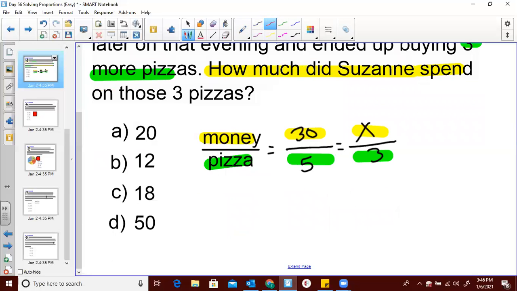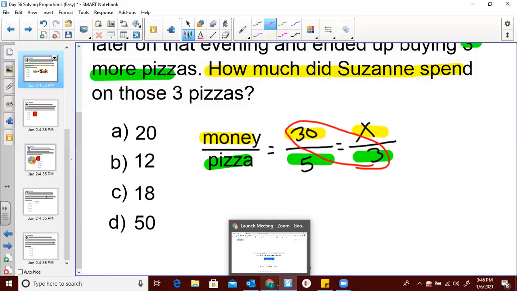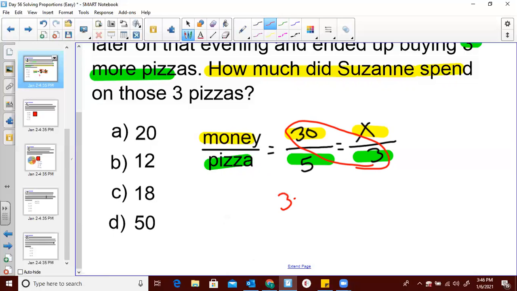All right, cross multiplication. So I'm going to multiply my numbers first. Don't worry about the variable. Don't worry about the x and its friend, its partner. Let's worry about the numbers first. So I'm going to have 30 times 3, and that's going to equal 5x. Right, and that 5x came from cross multiplying.